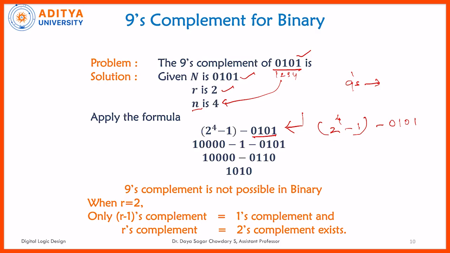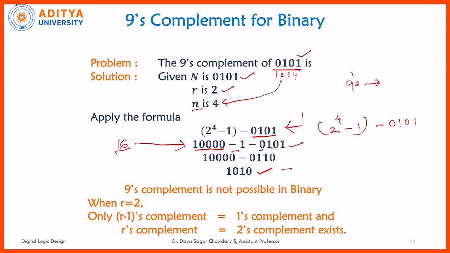Here 2 to the power of 4 is 16. The 16 representation is 10000 in binary, minus 1, minus 0101. So this is the representation. If we subtract this, we will get 1010 as the result. So 1010 is the r minus 1's complement for the binary. So this is the simple trick.